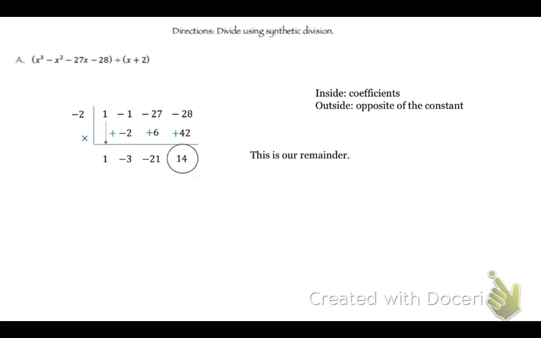Now, that 14 is our remainder. The other numbers are the coefficients to the solution. And you always look at what we started with. That is an x cubed, which means our answer is going to start 1 less. It's going to start at x squared. So that's going to be x squared minus 3x minus 21 plus 14 over x plus 2.